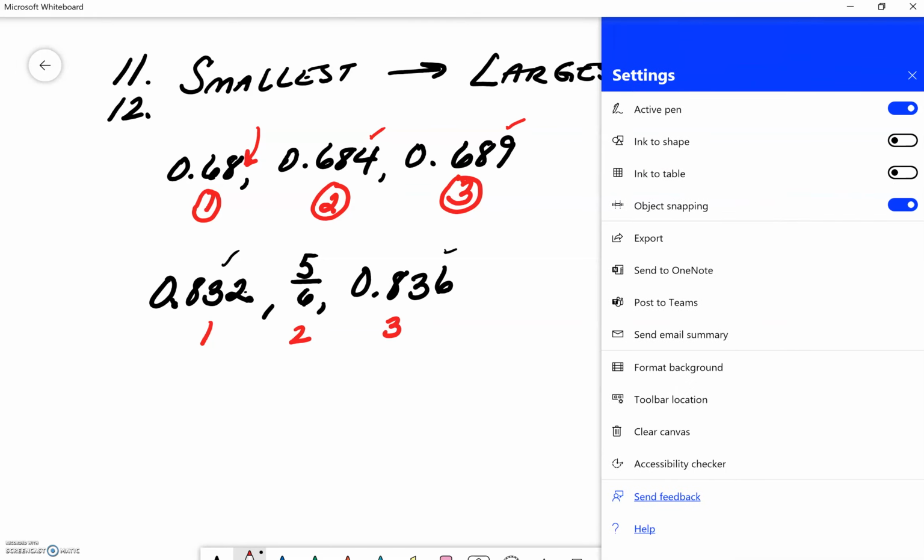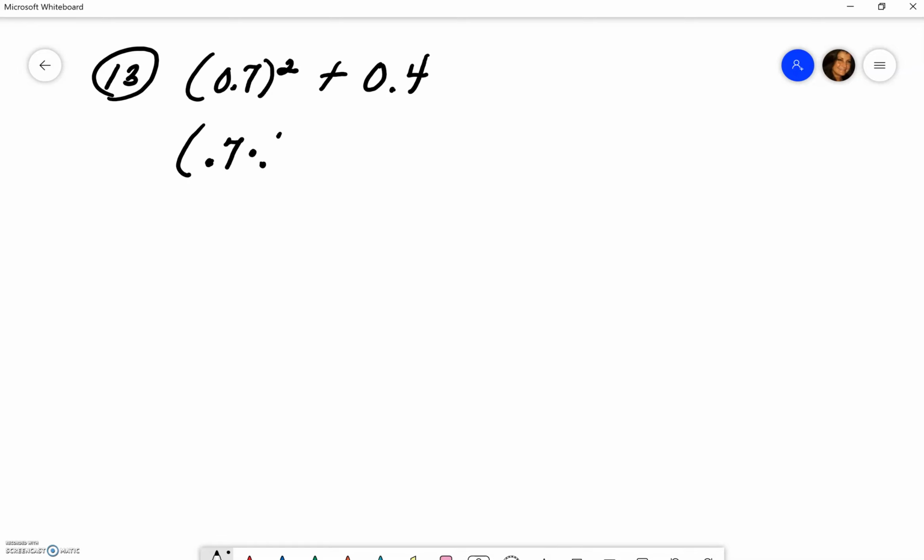Now let's get into number 13. Now we're going to be just going ahead and evaluating, meaning that if we have something like 0.7 squared plus 0.4, we have to follow our order of operations rules. So I'm going to deal with squaring this first. So all that is 0.7 times 0.7. And then we can add in our 0.4. You don't always need to write those zeros. That's up to you, as long as you get this decimal place correct.